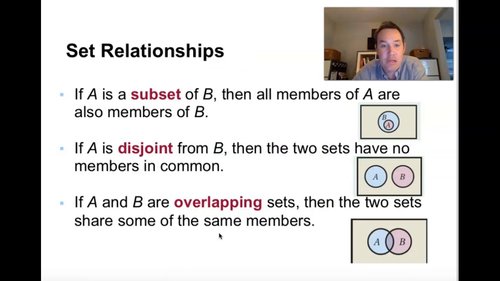So here are the three relationships we just discussed. If set A is a subset of B, then all members of A are also members of B. If A is disjoint to B, then they are mutually exclusive. They have no members in common. And if they are overlapping, then they share some of the same members.